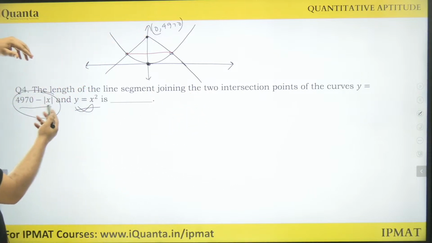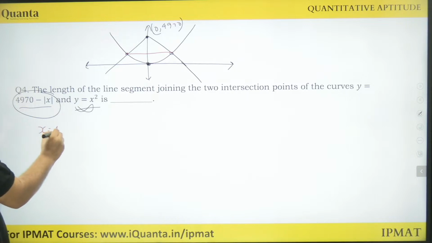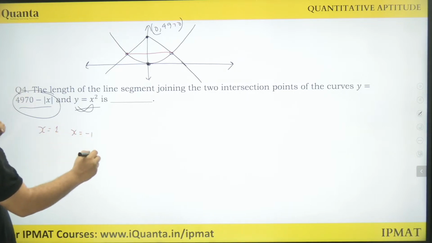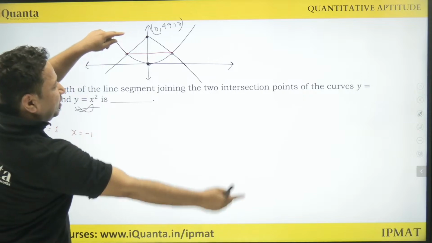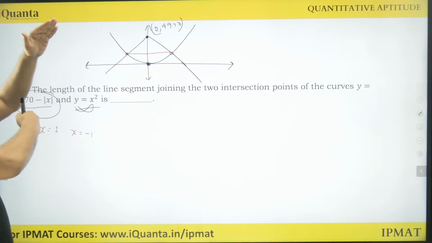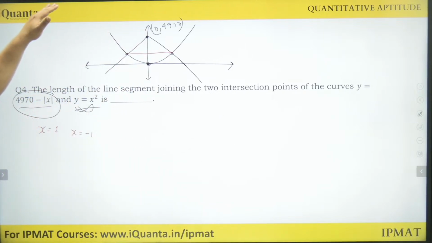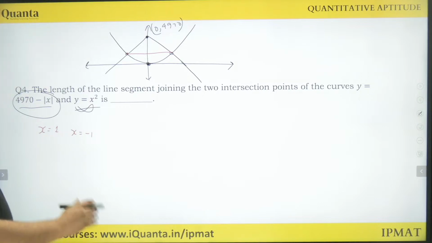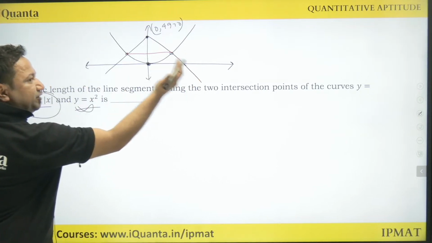And when it is a modulus, same will happen for whatever the value is for x equal to 1, the same will be the value for x equal to minus 1. So whatever we get here, we'll draw a mirror image on the negative side. This is coordinate geometry. Whatever you get on the positive x, same will get on the negative x.